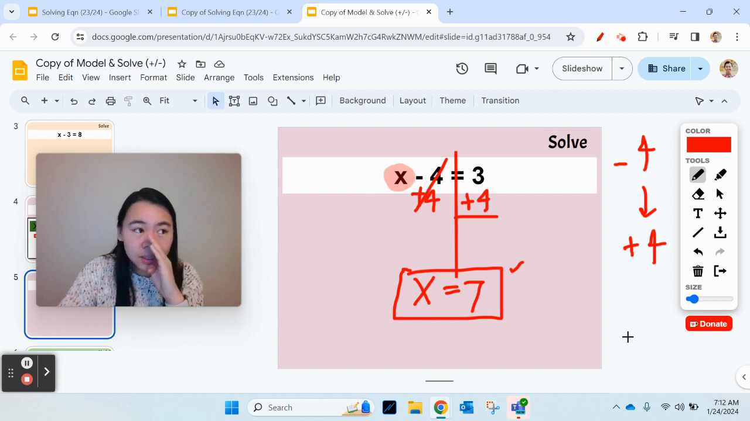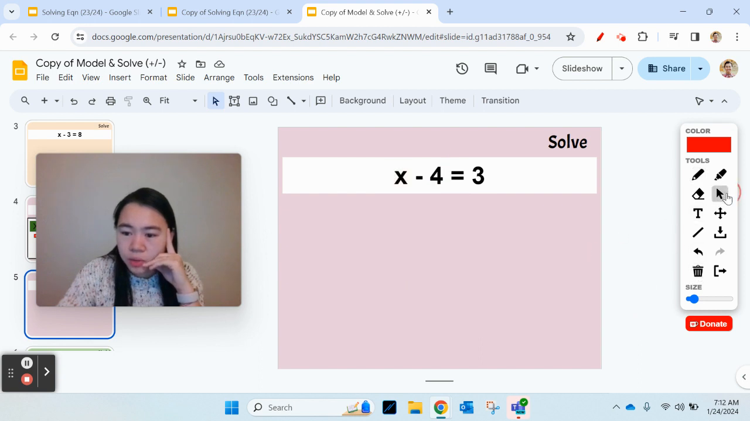So again, you're looking to see what's happening to your variable, what's happening to your letter. If you see addition, you're going to subtract to solve it. If you see subtraction, you're going to add to solve it. Okay, I'm going to keep going. Pause this video if you need to.